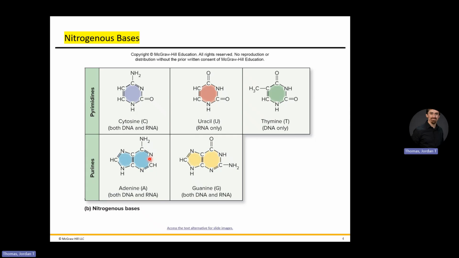Keep in mind, though, that C, A, and G are in DNA and RNA, but uracil is only in RNA. Thymine, or T, is only in DNA. We're going to see why that's important later on today. But notice we do have five types of nitrogenous bases, but one of these is present only in DNA, and one is only in RNA.